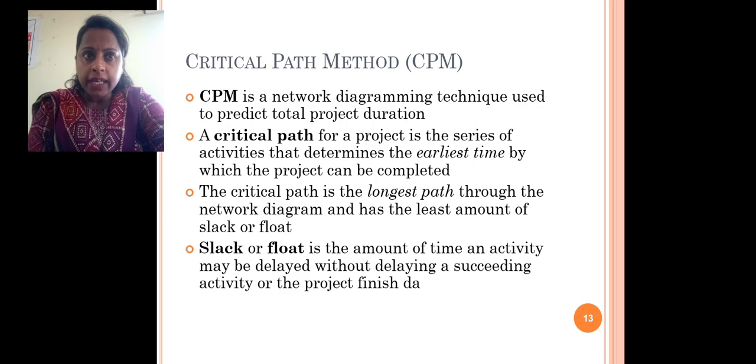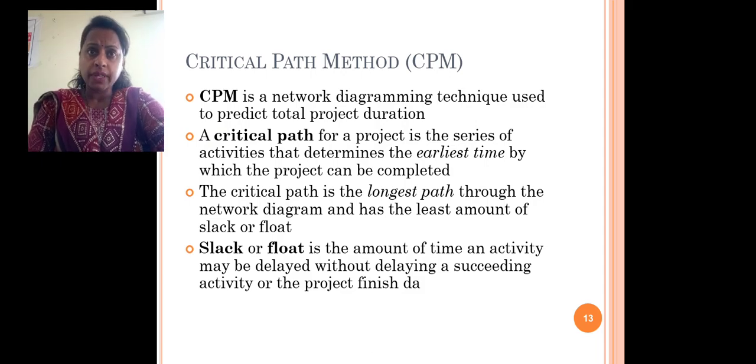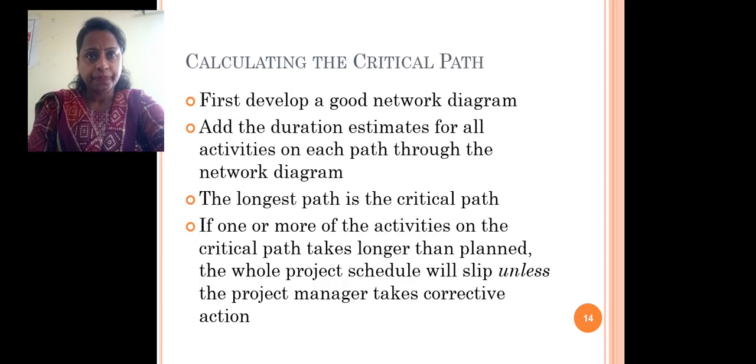CPM is a network diagrammatic technique used to predict total project duration. A critical path for a project is the series of activities that determines the earliest start time by which the project can be completed. The critical path is the longest path through the network diagram and has the least amount of slack or float. Slack or float is the amount of time an activity may be delayed without delaying a succeeding activity or the project finish.